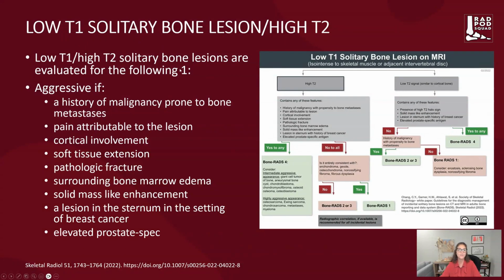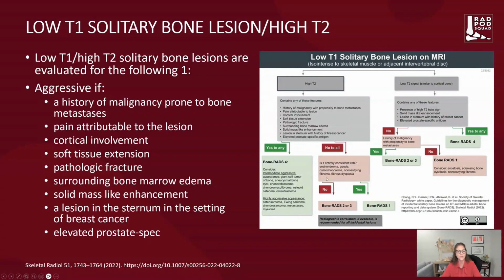Low T1 and high T2 lesions are evaluated aggressively if there's a history of malignancy prone to bone metastasis, like breast cancer or prostate. Is it aggressive if there's pain? And we'll be asking these questions again. Is there a history of malignancy? Is there pain, cortical involvement, soft tissue extension? Any of these features, if it's yes, going on to biopsy and orthopedic oncologic surveillance. No. Is it entirely benign? Is it an enchondroma, a geode, an osteochondroma? Is it a non-ossifying fibroma or fibrous dysplasia? Answering yes to any of those categories gives us a Bone RADS 1. Answering no to any of those categories, Bone RADS 2 to 3.